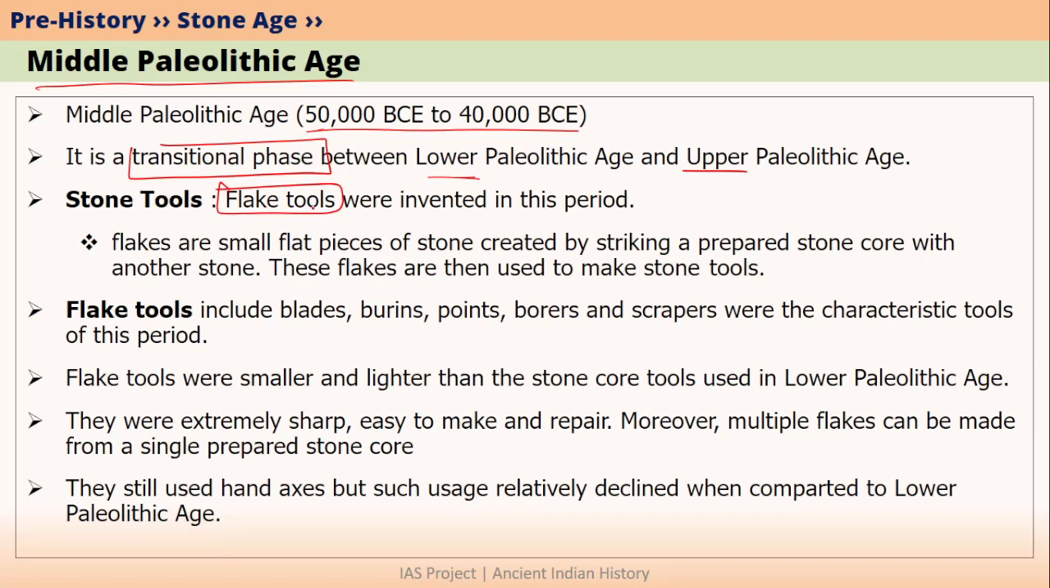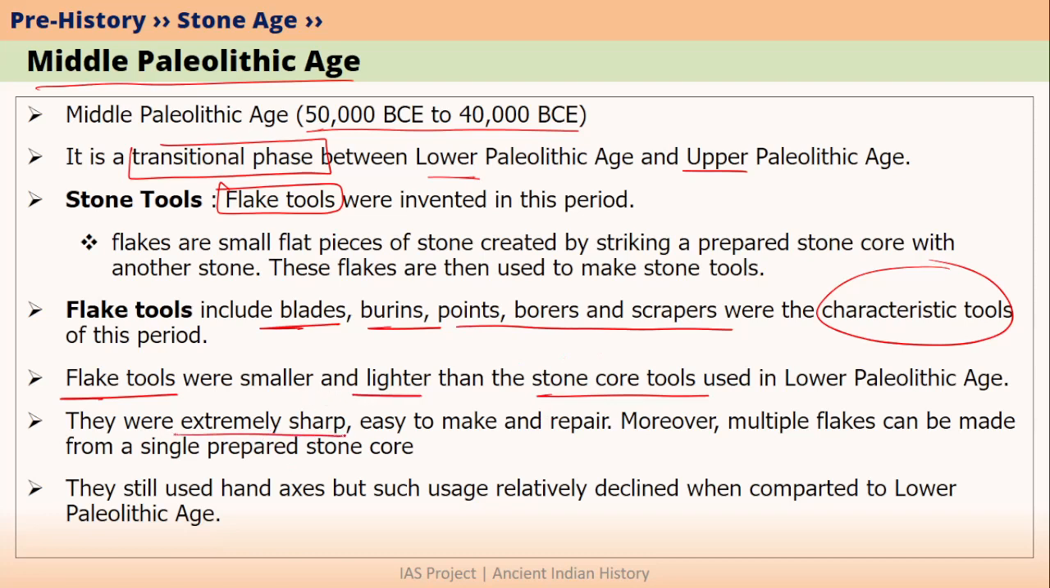We will see how flakes were made shortly. But using flake tools, they made blades, burins, points, borers and scrapers. So we can call these tools characteristic tools of the Middle Paleolithic age. Flake tools were generally smaller than stone core tools. That is why they were also lighter. Moreover, they were extremely sharp, easy to make and repair. That is why flake tools can be considered superior stone tools compared to prepared stone core tools that were being used in lower Paleolithic age.